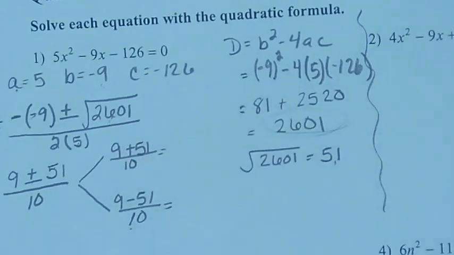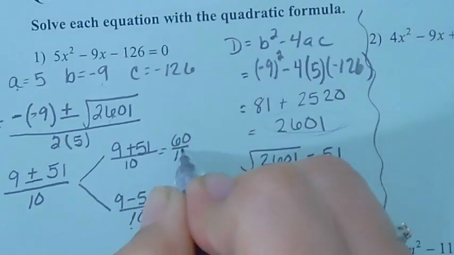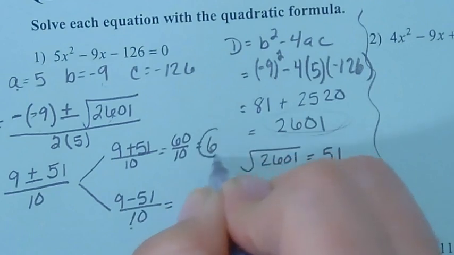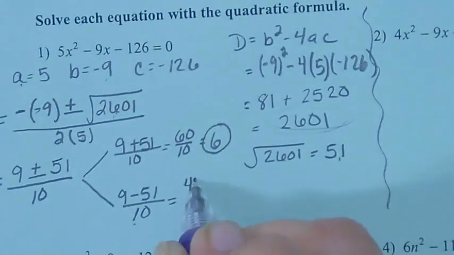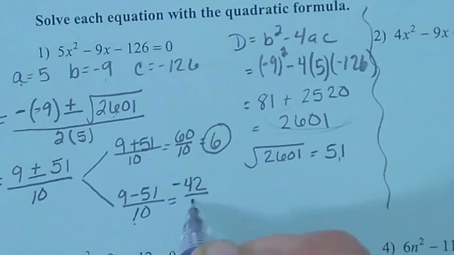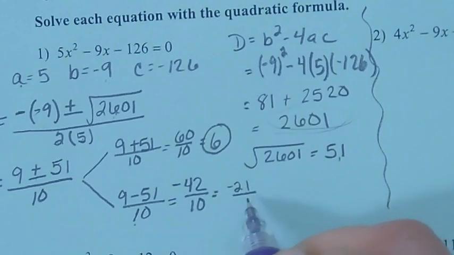So the top one, what are you going to get there? 60 over 10, which simplifies to 6. Then we get negative 42 over 10. Now that just needs to be reduced, right? What are those both divisible by? By 2? So that's going to be negative 21 over 5.